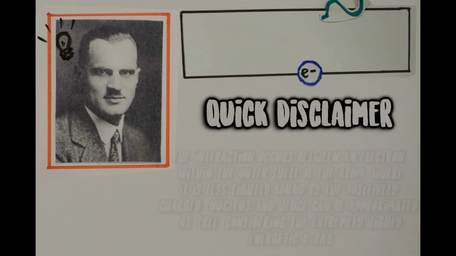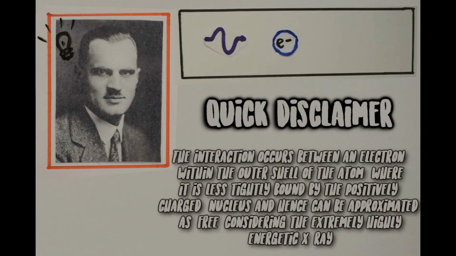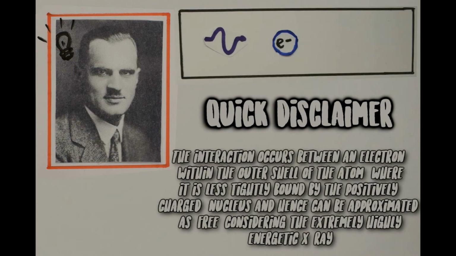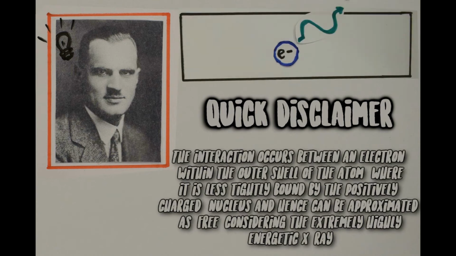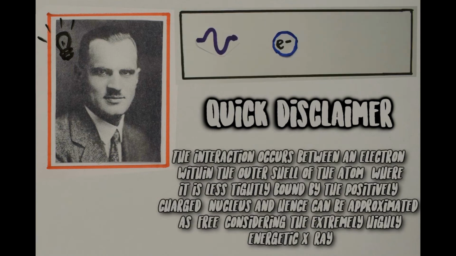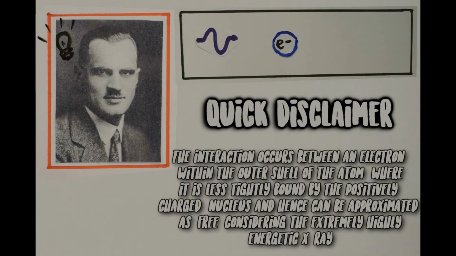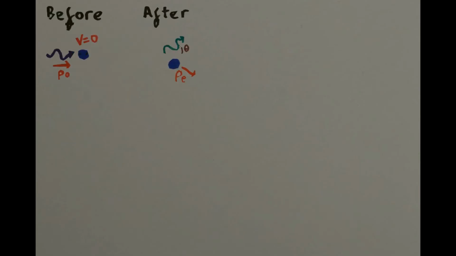Now, before getting to the derivation of an actual equation to describe the wavelength shift, it is worth noting that any mention of a free electron in this video is an approximation. The free electron is actually an electron within the outer shells of the atom, where its atomic binding energy is so small compared to the large X-ray energy that it can be approximated as free. The Compton scattering must be treated relativistically.